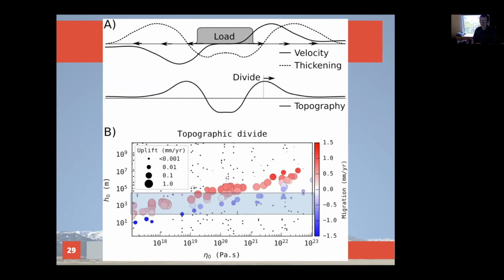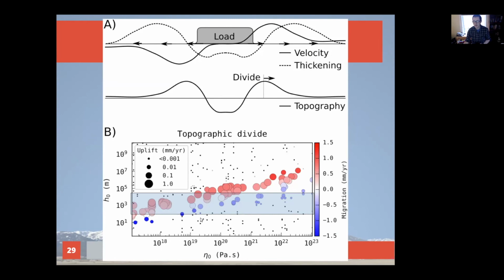So in this example, a similar thing to the Snake River Plain, adding a load and looking at these topographic divides to either side of the load, you can measure things about these divides and say how quickly they are migrating, and how quickly they are uplifting in this example.